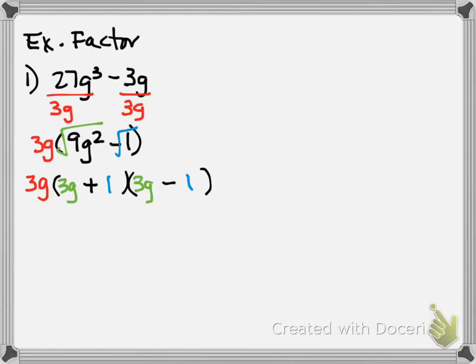So, sometimes we're going to end up with a GCMF that we have to factor out. So that was an example of that. All right, let's do one that's more like the first one.